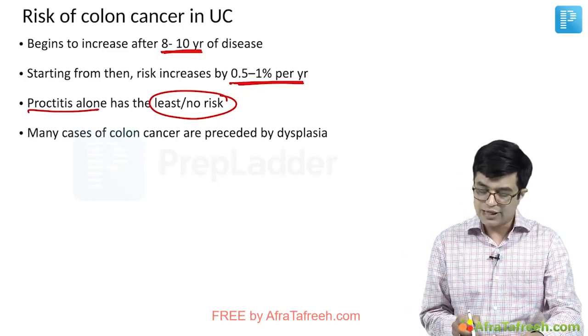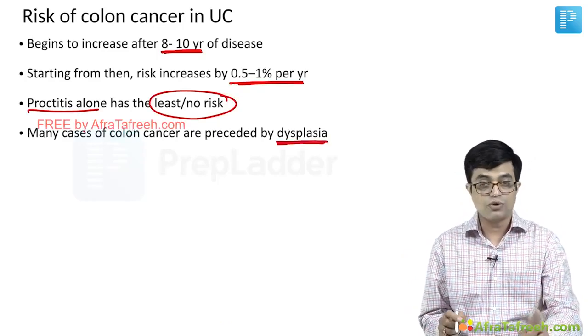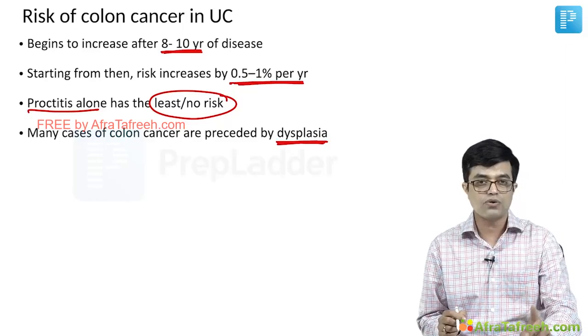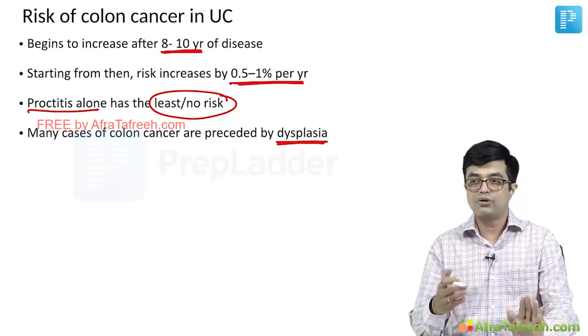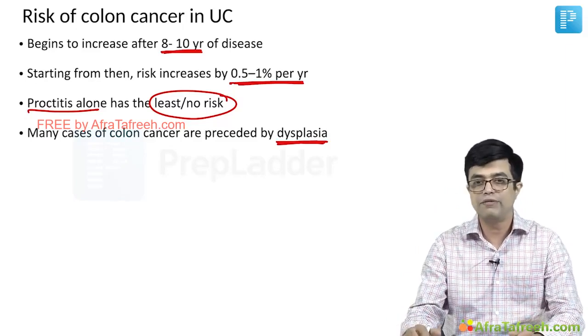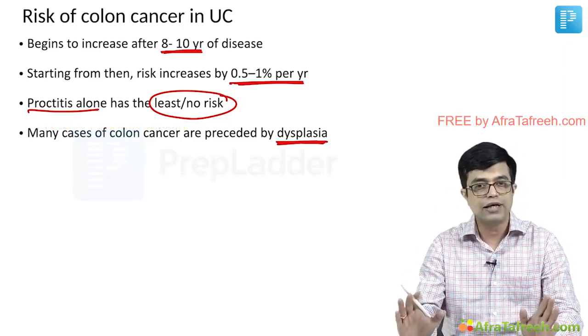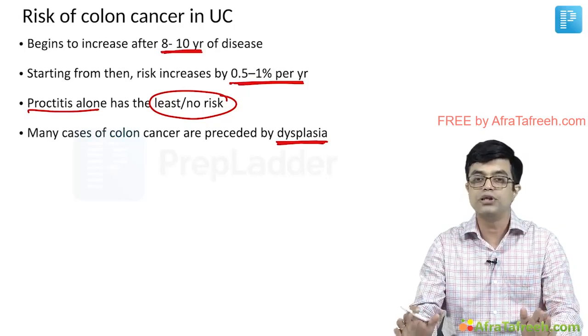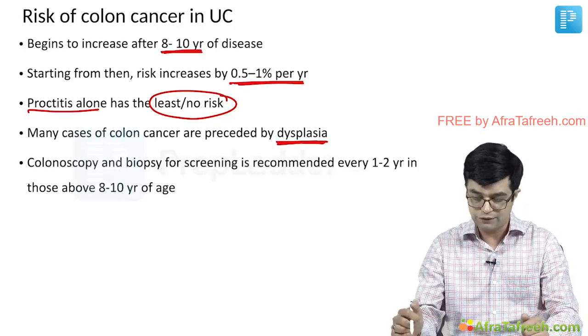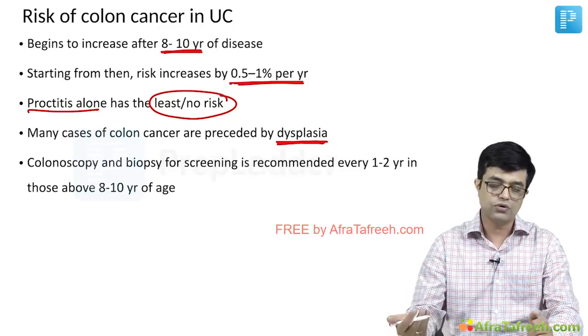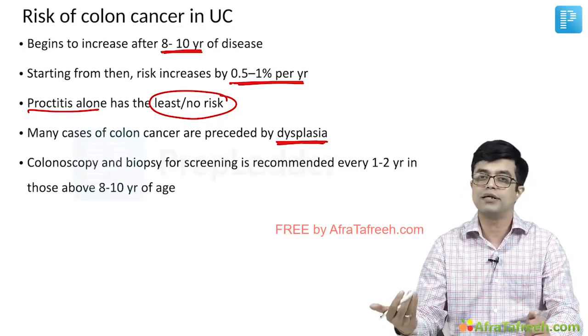Many cases of colon cancer are preceded by dysplasia, and so if you pick up dysplasia on colonoscopy, you can actually do limited resection and prevent that part from developing colon cancer. So, what we do is we advise colonoscopy every 1 to 2 years starting from 8 to 10 years after diagnosis. And when you do colonoscopy, you will take biopsy, look for dysplastic lesions.